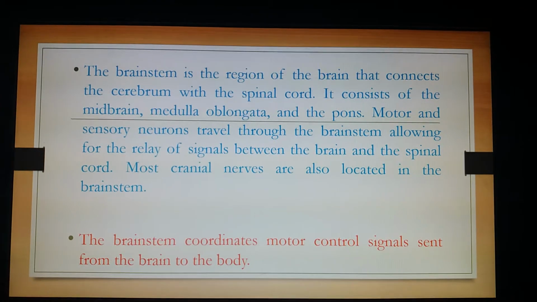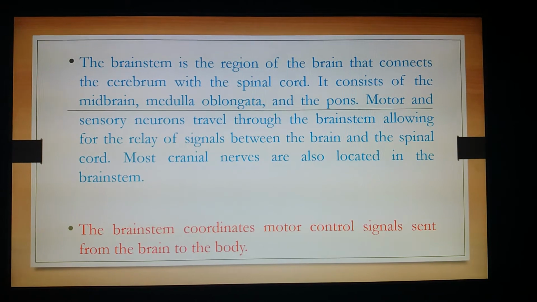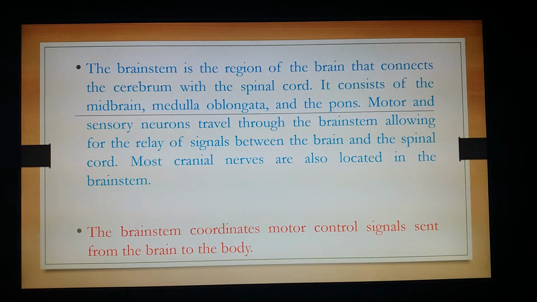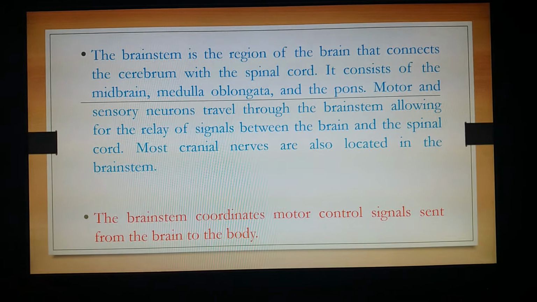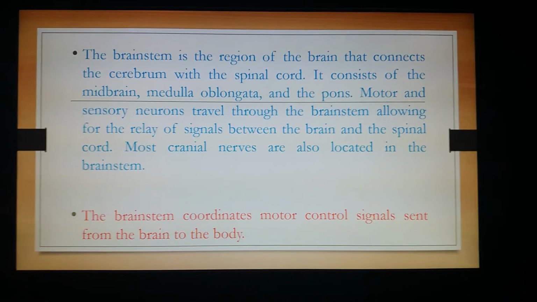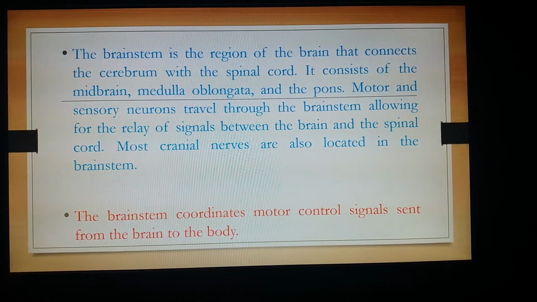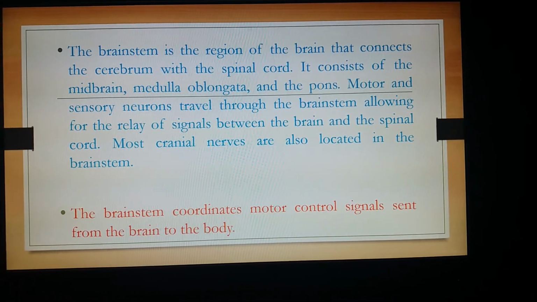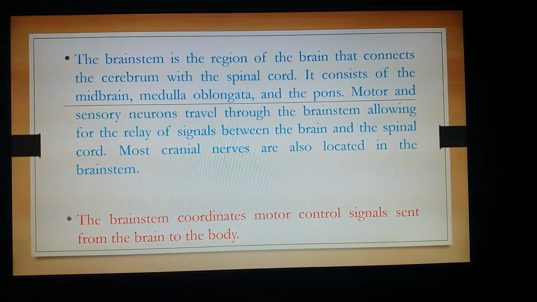The brainstem is the region of the brain that connects the cerebrum with the spinal cord. It consists of the midbrain, medulla oblongata, and the pons. Motor and sensory neurons travel through the brainstem for the relay of signals between the brain and the spinal cord. Most cranial nerves are also located in the brainstem.